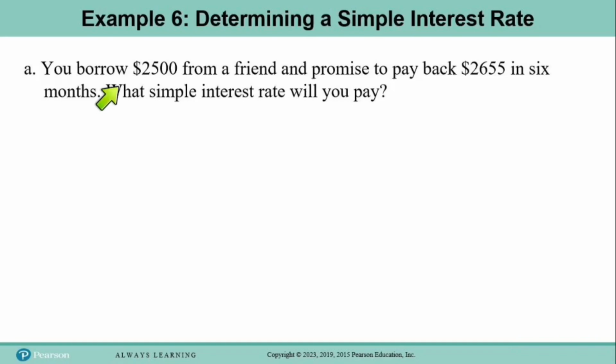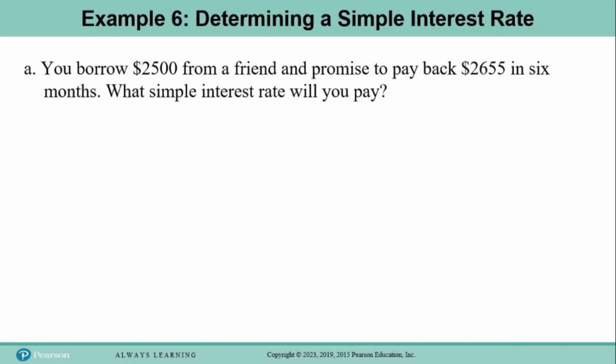So part A says you borrow $2,500 from a friend and promise to pay back $2,655 in 6 months. What would be the simple interest rate that you would be paying? So in this example, we are kind of using our formula backwards. Every time we've used the formula so far, we have known the rate and we've been trying to calculate the interest, or maybe trying to calculate the future value of the loan.